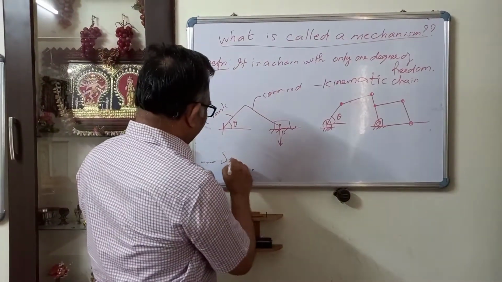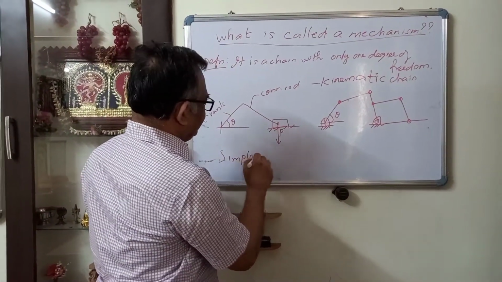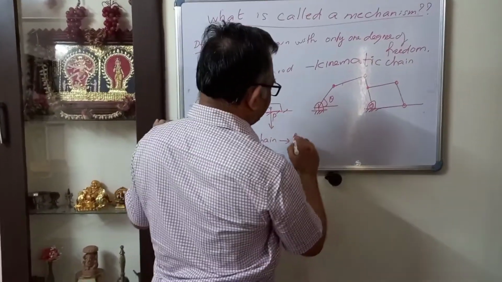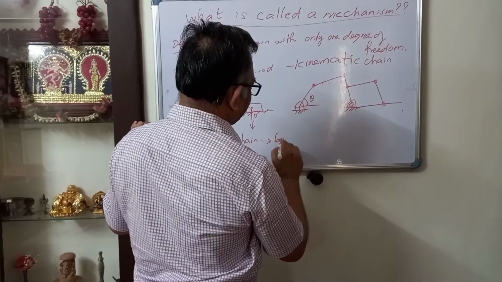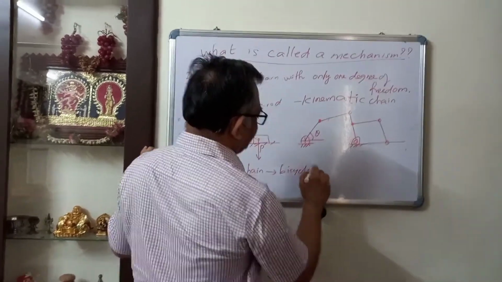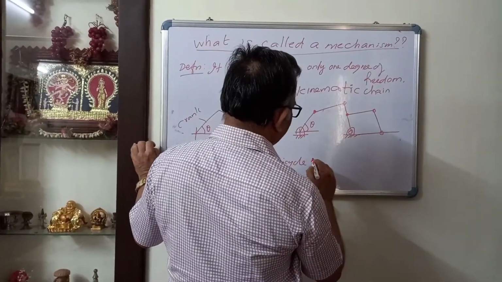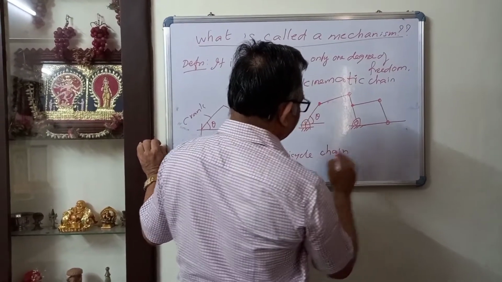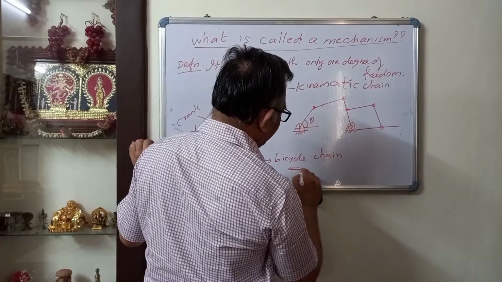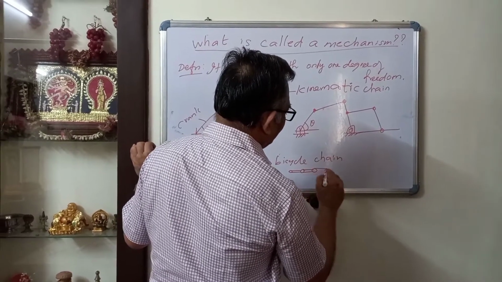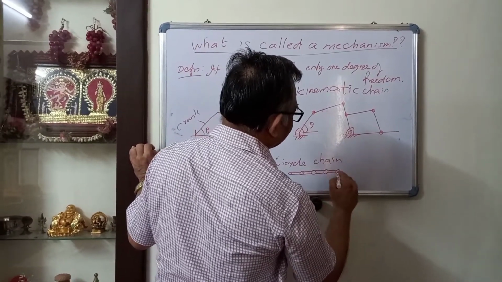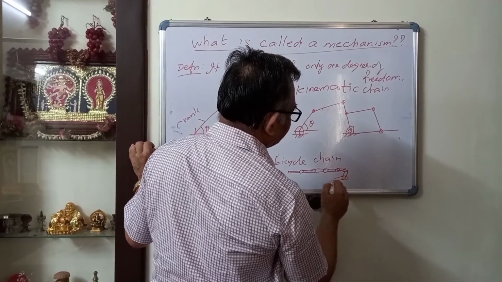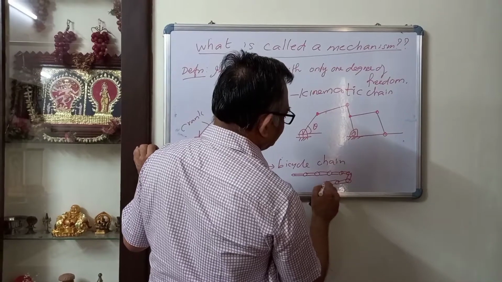Take a simple chain, which is not kinematic. All of you know the bicycle chain, which is used to ride the cycle and gives the drive to the bicycle. In the case of a bicycle chain, it has so many links like this. So it will be like this.